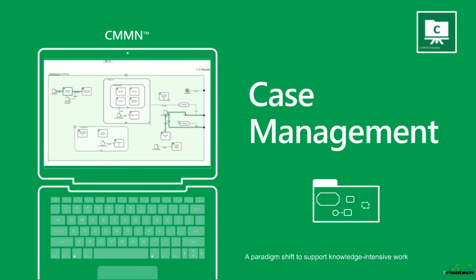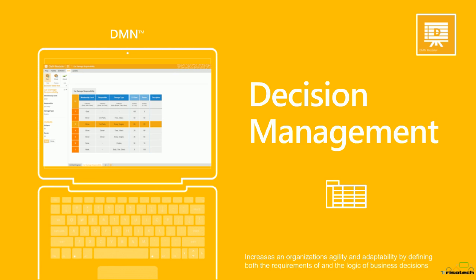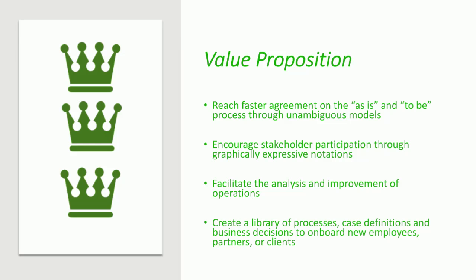In case management, we're doing a paradigm shift to support the work of the knowledge worker, and OMG has produced a standard there that is called CMMN for Case Management Model and Notation. And in decision management, we're looking to increase the organization agility by specifying the requirement on how decisions are made and also specifying the logic by which we achieve those decisions. And OMG has a standard there called DMN for Decision Model and Notation.